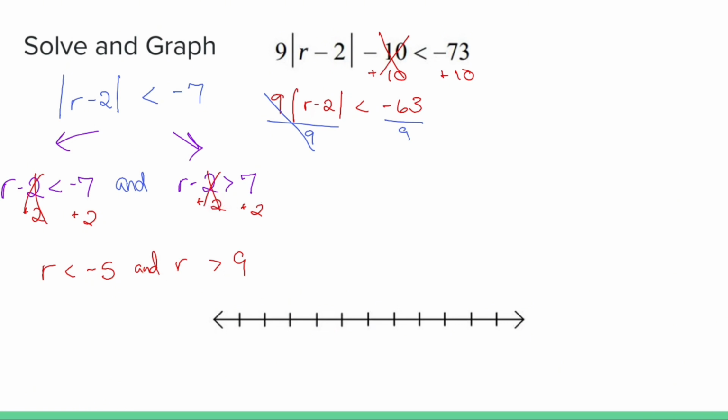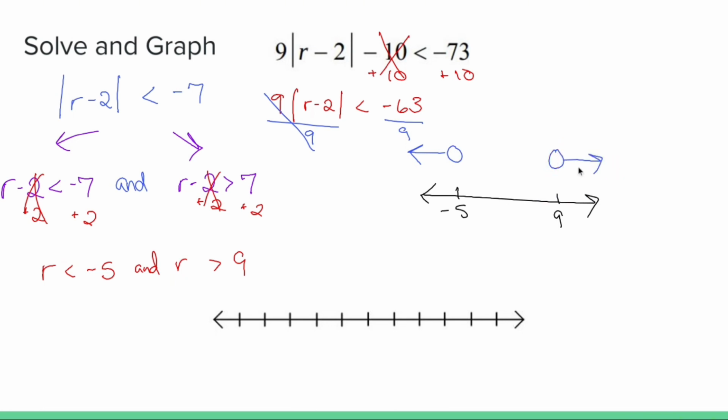Now what you do is this is an and statement. So you make yourself a little rough draft, right? You say, all right, -5 is here, 9 is here, and I need to find out where both of these graphs intersect. So if your r is less than -5, you would put a circle at -5 going to the left. If your r is greater than 9, you would put a circle there and go to the right.